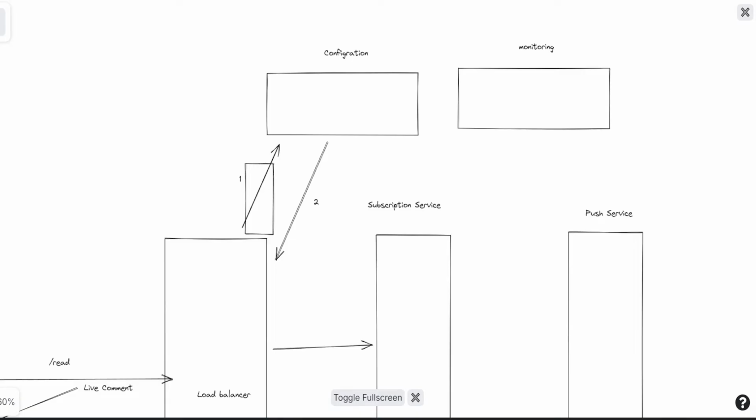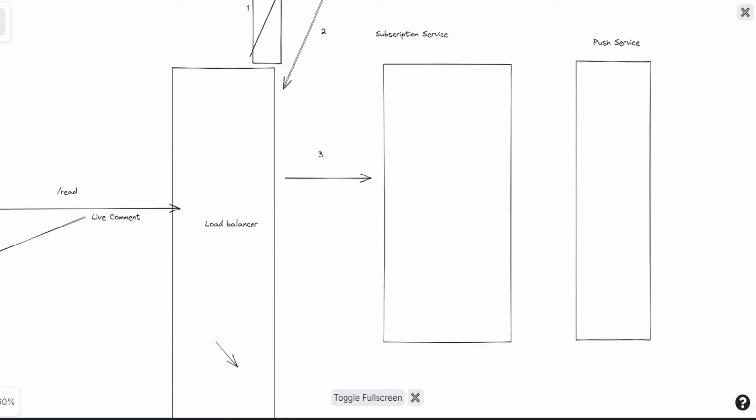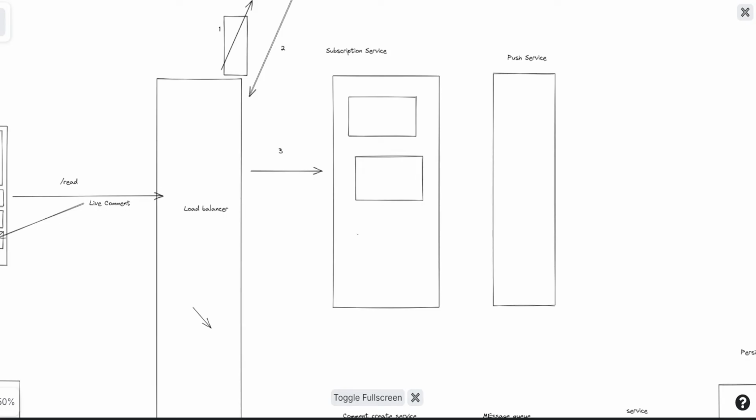What then happens is that this now sends a request to this particular machine, a single machine, that says, okay, this is the user and this is the video or photo that they want to subscribe to for live events. And what the subscription service now does is, if there are a bunch of machines over here, it stores a mapping of user ID to host ID.